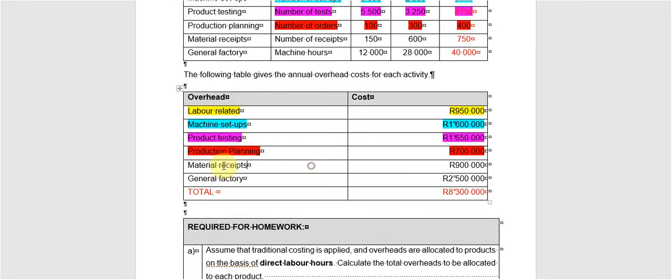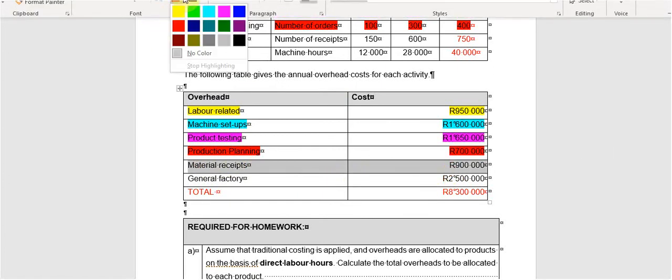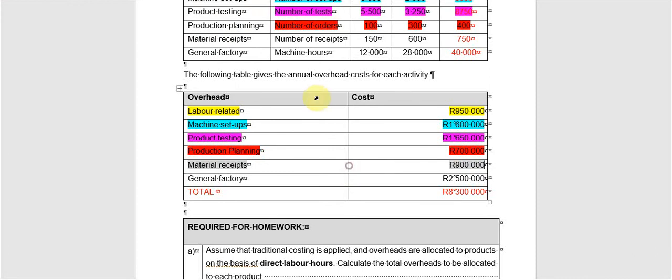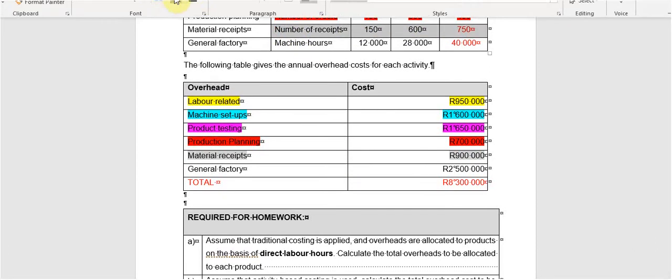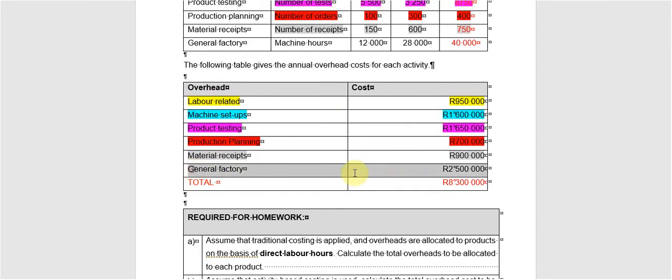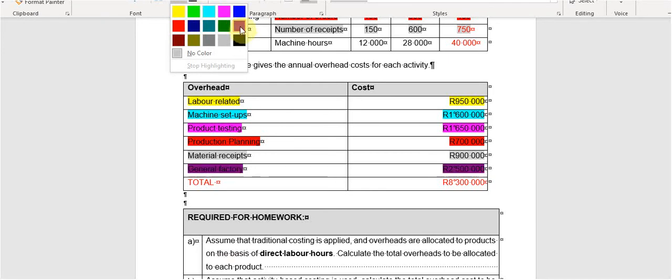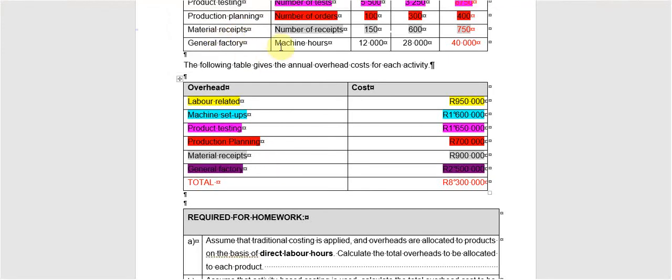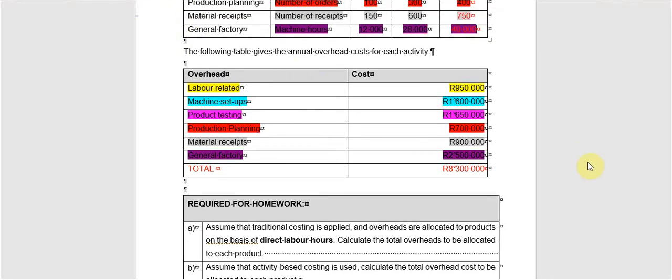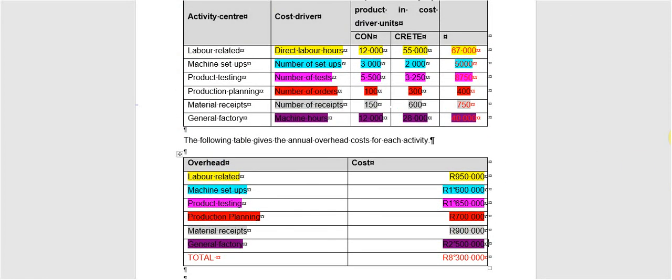All right, then we have material receipts. I'm going to highlight that one in gray. It's going to go with its cost driver, number of receipts. And then we have general factory overheads. That one I am just going to highlight in, let's make it that purple, and it should go with the machine hours.